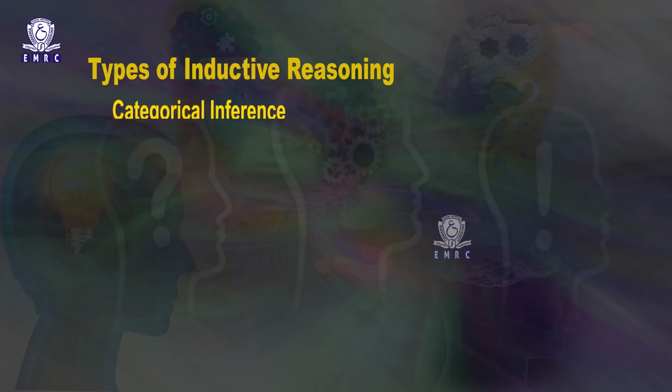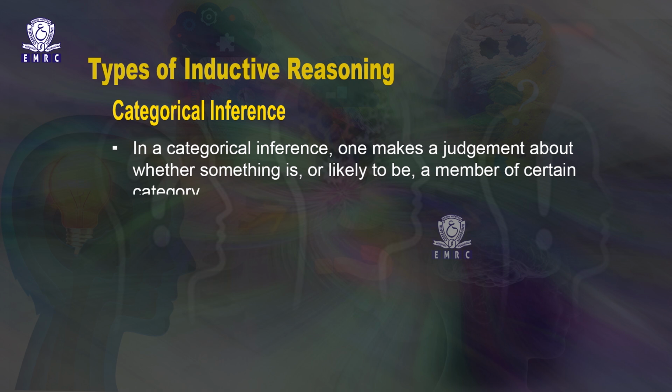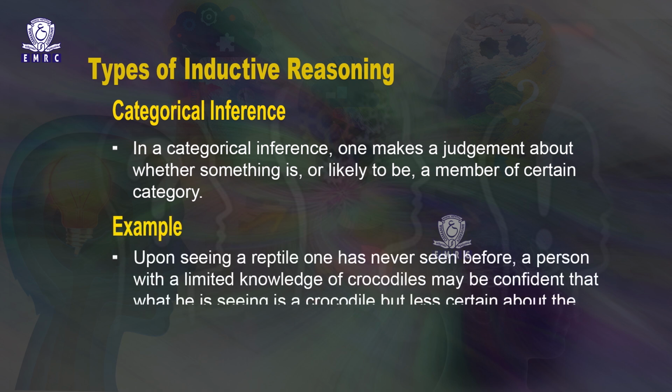Okay. So now the second type of inductive reasoning is categorical inference. In a categorical inference, one makes a judgment about whether something is or likely to be a member of a certain category. For example, upon seeing a reptile one has never seen before, a person with a limited knowledge of crocodiles may be confident that what he has seen is a crocodile, but less certain about other specific species. So being familiar with the limited knowledge of one category can also make us reason differently.